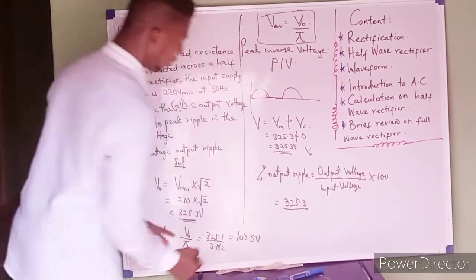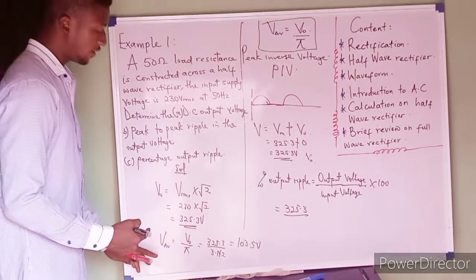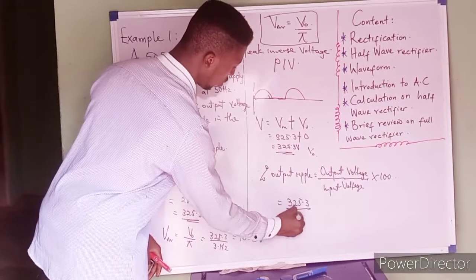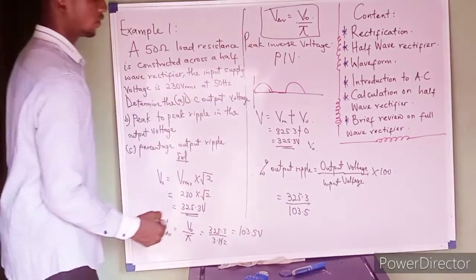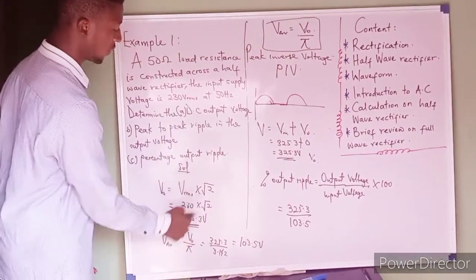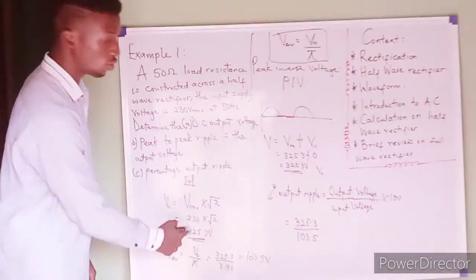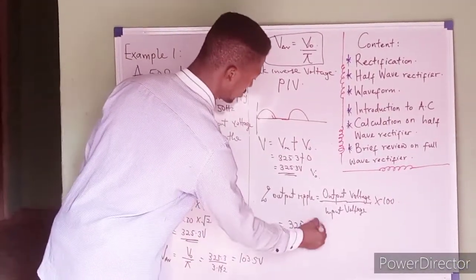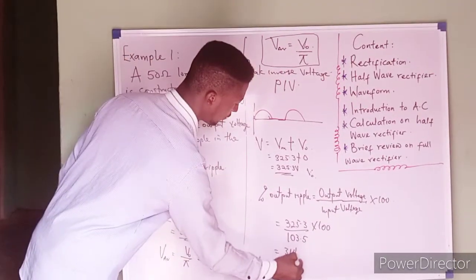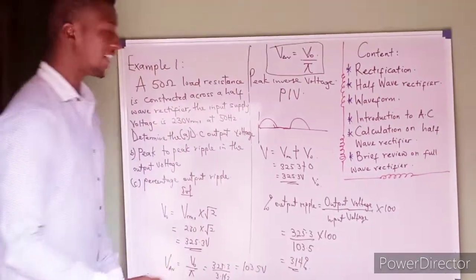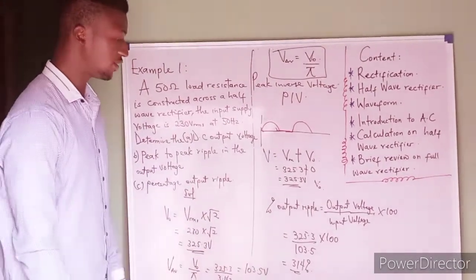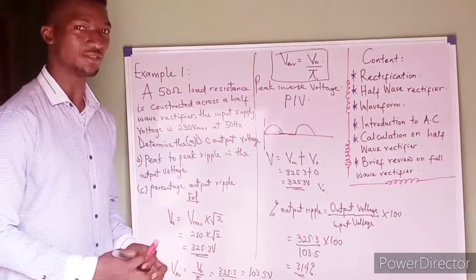325.3. But the voltage developed in the what? The voltage supplied, which is the input voltage supplied, is what? 103.5. The input voltage of the AC is 103.5. Don't forget, this is coming from the AC, and this is going to the load. So here you have times 100, and what do you get here? 314%. You can see that the percentage output here is very, very high, over 100%. Yes, this is what it means.